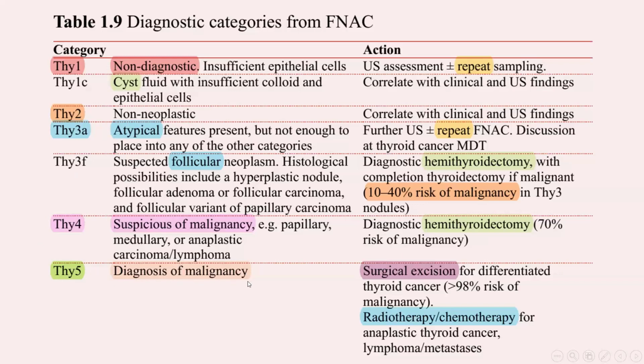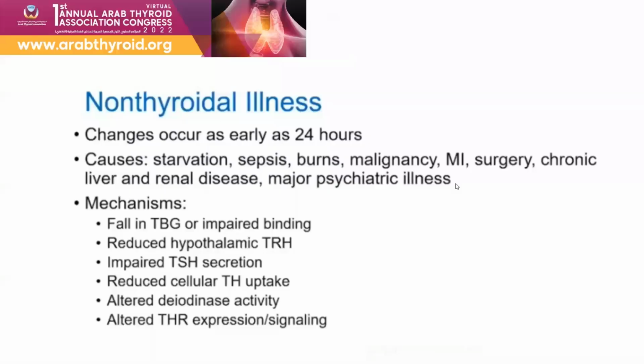Cy5, this is a diagnosis of malignancy: surgical excision or radiotherapy or chemotherapy for anaplastic thyroid cancer. But don't forget that for anaplastic thyroid cancer, the ideal treatment is surgery. But in most cases, surgery is not suitable, so radiotherapy or chemotherapy is the next line of treatment. And also radiotherapy and chemotherapy for lymphoma or metastasis.